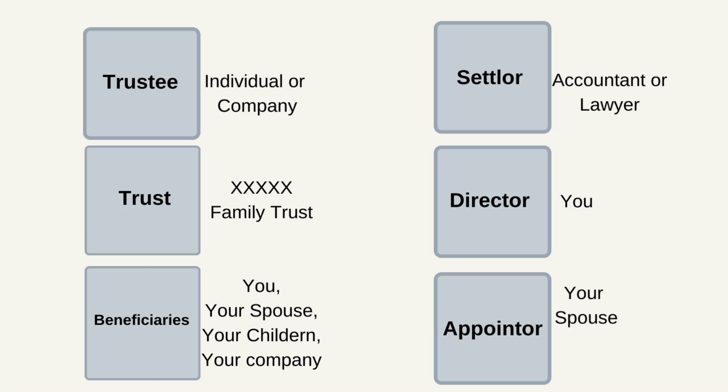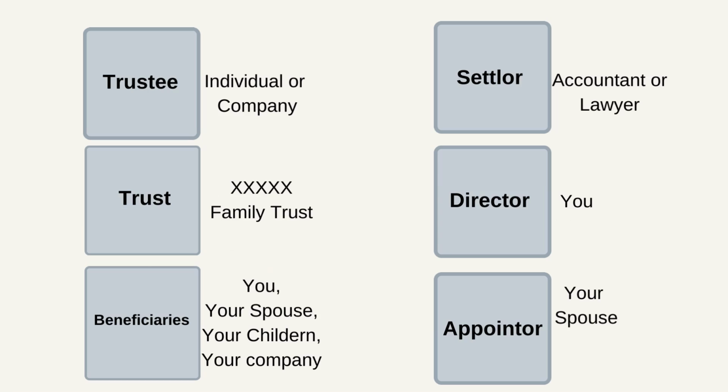Okay, so what is a family trust? A family trust is a separate legal entity where you can buy and hold assets. Just like you can buy assets in your own name, you can buy assets in a family trust as well. There are 6 items that you have to understand.